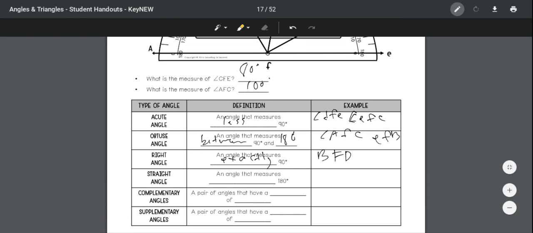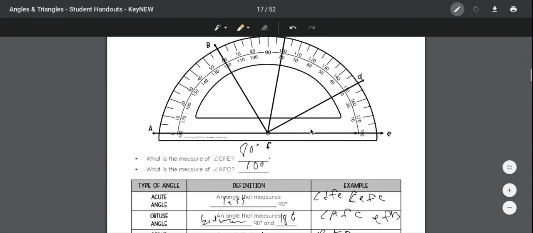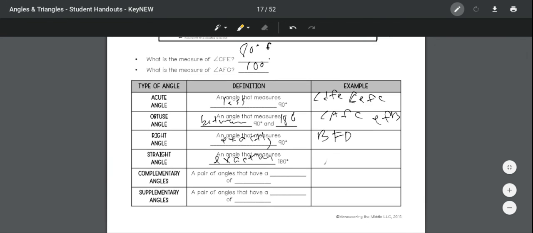Okay, a straight angle is exactly 180 degrees, and that would be your AFE. Or you can say EFA. It doesn't matter, angle sign. And I'm going to go ahead and stop there because I'm almost out of time.